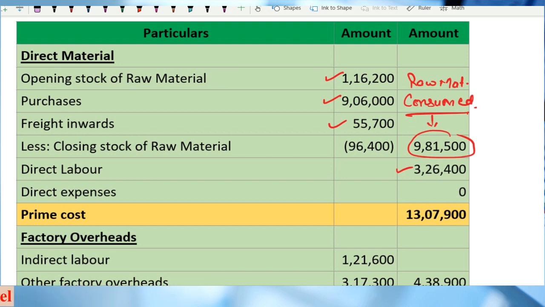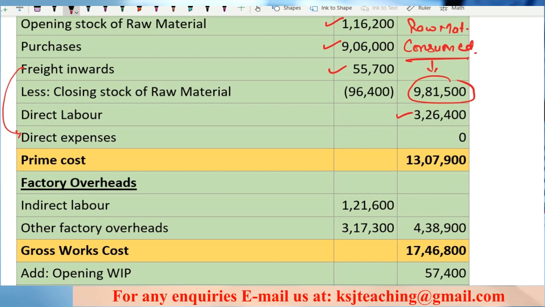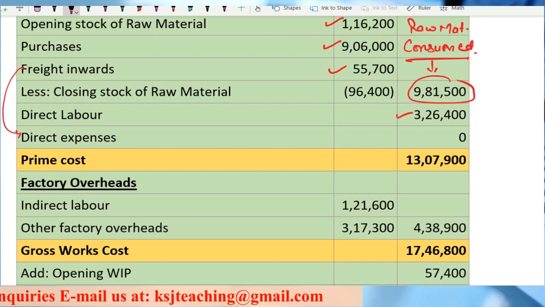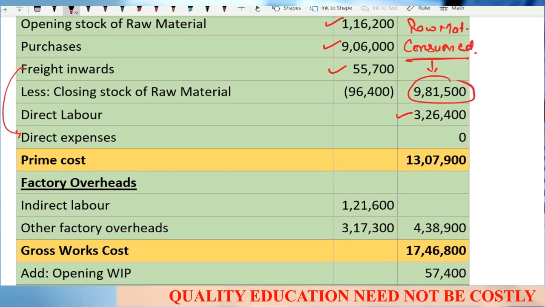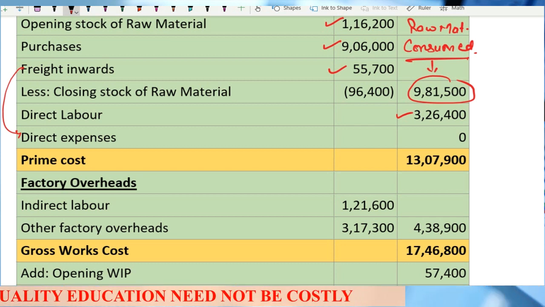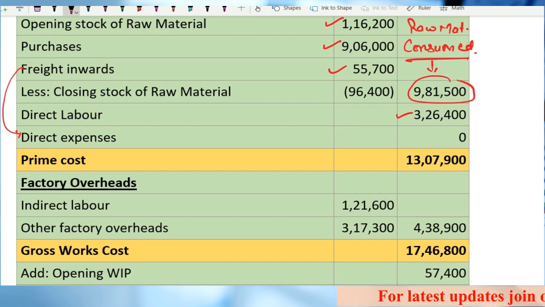Now, if you are following some other books, you will find that they are taking this freight inwards as a direct expense. That is absolutely correct, don't worry. It is a direct expense, but the logical treatment is to add it to the cost of raw material. That is the best treatment, and that is what I always suggest. I am telling you because in some books they have taken it as a direct expense. Even that is correct, so don't raise queries like, sir, they have given it as direct expense and you treated it as cost of raw material. Both treatments are absolutely correct, and there will be no change in the answer.